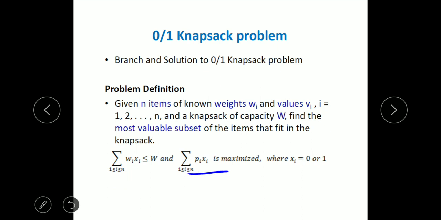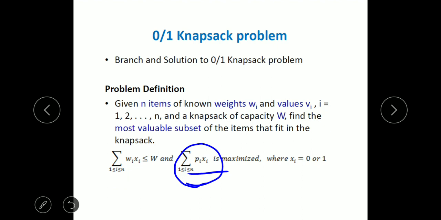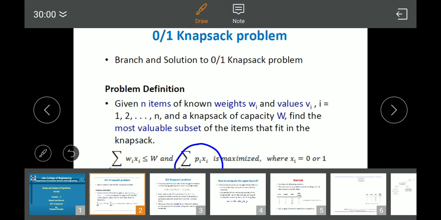That is being earned. So therefore, we say that the sum of the profits of including all the elements that fit into the knapsack should be maximum. Similarly, the sum of weights of all the elements that you are going to include into the knapsack should always be less than or equal to the weight of the knapsack.